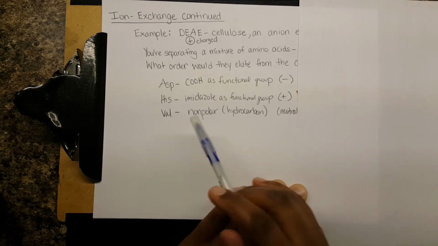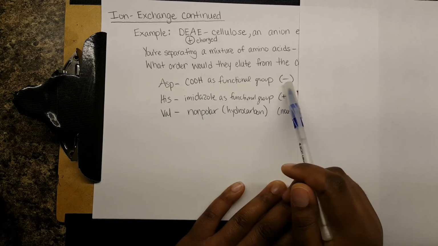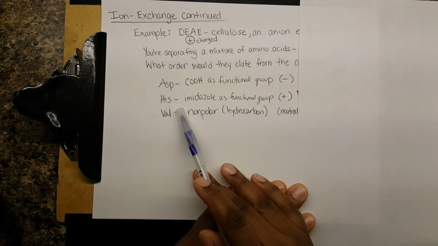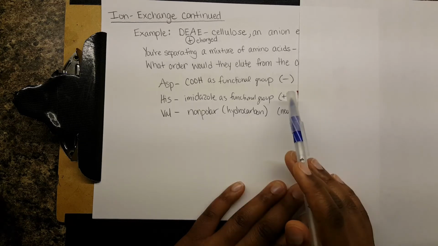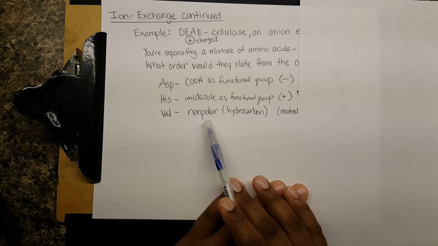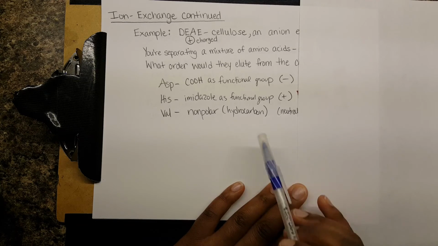So aspartate has a carboxylic acid as a functional group. So that's its R, okay? That's going to be negatively charged. Histidine has an imidazole as a functional group. It's positively charged. Valine has a nonpolar R group. It's a hydrocarbon. So that's neutral.